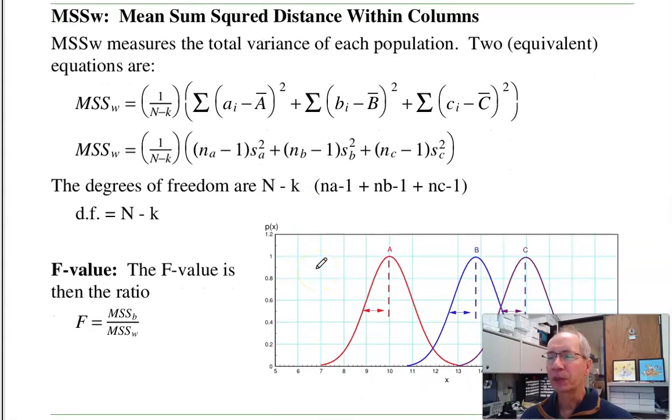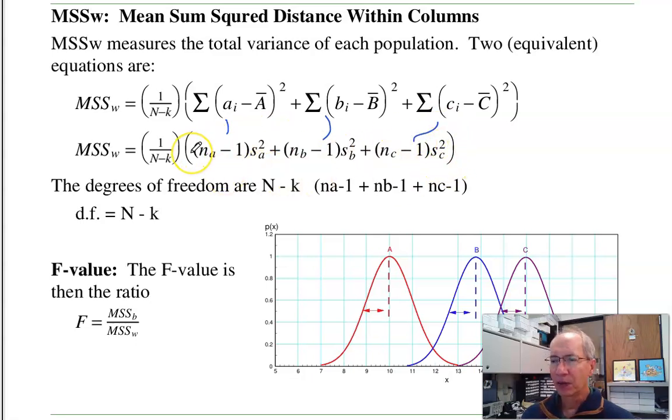The mean sum squared within columns is just the sum of each data point relative to its mean squared, likewise for B and C. Note that this sum is actually the variance of A times the sample size of A minus 1, because the variance is just this divided by N_A minus 1. So if I multiply by that, that clears out the denominator, and I get that summation. So either one's the same. Likewise for B, likewise for C.